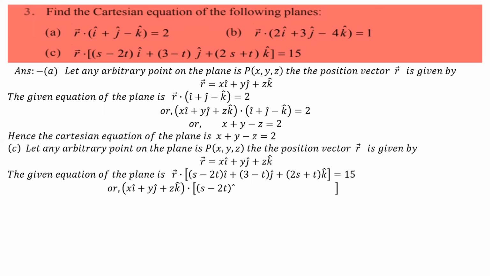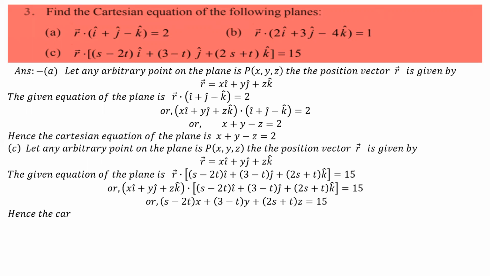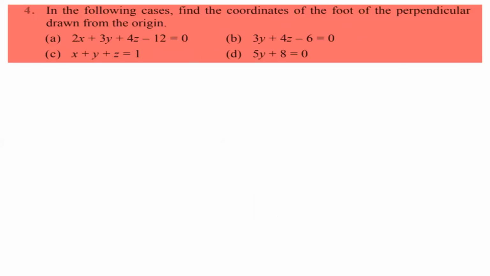So x into s minus 2t, that means (s minus 2t) into x, (3 minus t) into y, and (2s plus t) into z equals 15, and add them. So this is the Cartesian equation: (s minus 2t) x plus (3 minus t) y plus (2s plus t) z equals 15. This is the Cartesian equation of the given vector form of the plane. So next, moving to question number 4.